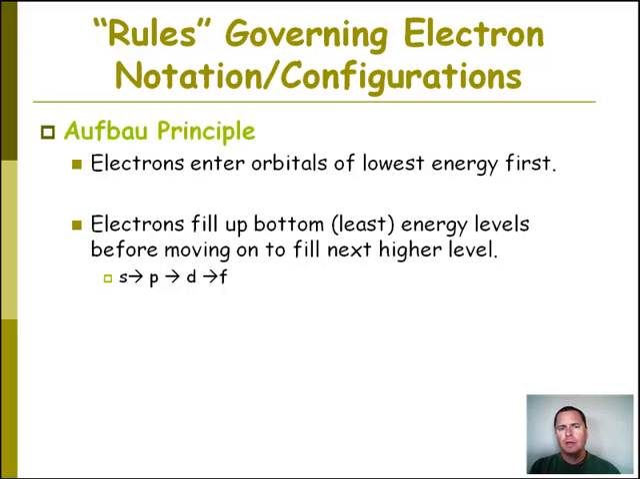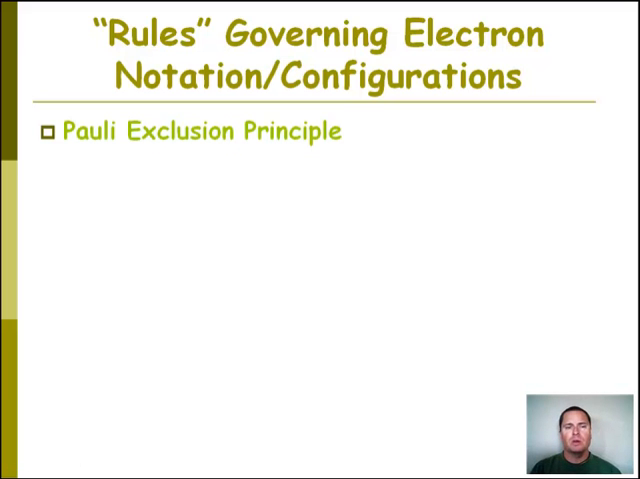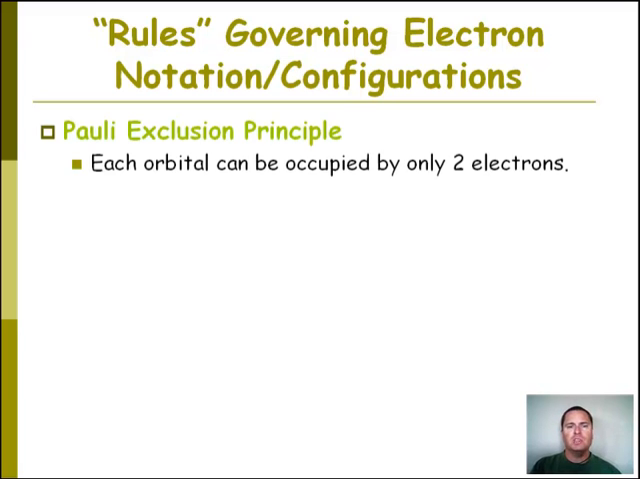Pretty simple. The next rule is what we call the Pauli exclusion principle. And this we've done before too. It says each orbital can be occupied by only 2 electrons. We already know that, so that's not a big deal.